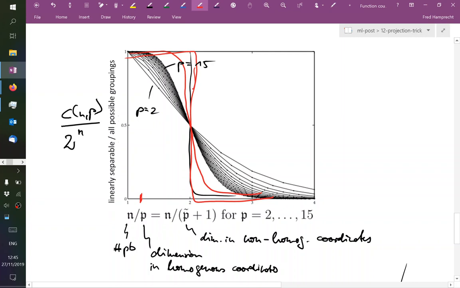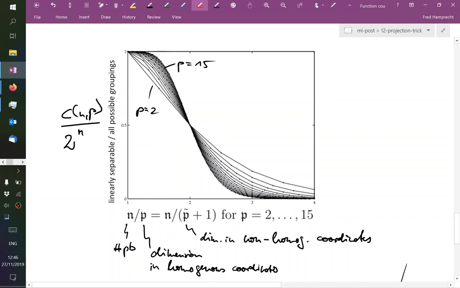And in the limit, what this tells us is that as long as we have less than twice, so if the number of points is less than twice the dimensionality, we will be always able to separate them linearly. And if we have more points, then we are probably not able to separate them linearly. And this curve is the reason why we are interested in mapping non-linearly to a higher dimensional space.